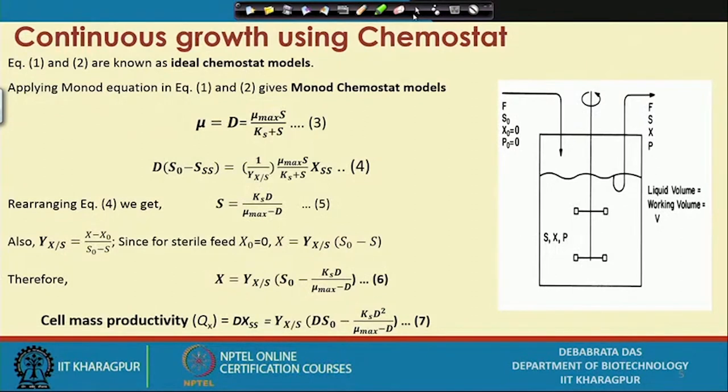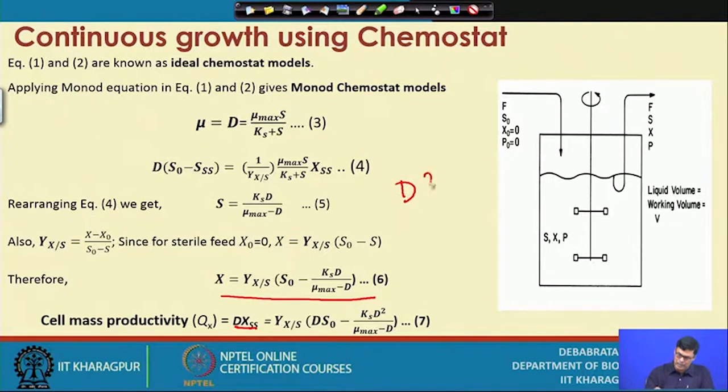So, this is exactly what we have done here. You see that X equal to this, so we can easily find out. Then if we multiply it by D, that is dilution rate, then what is D into X? This is productivity, because D into X we can write as mu into X, and this is equal to dX by dt. And dX by dt means gram of cell produced per unit time. This is called productivity. So this we can write in this form.